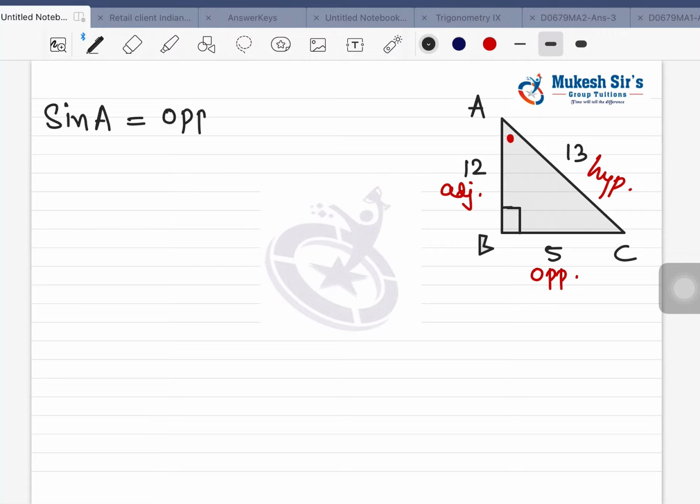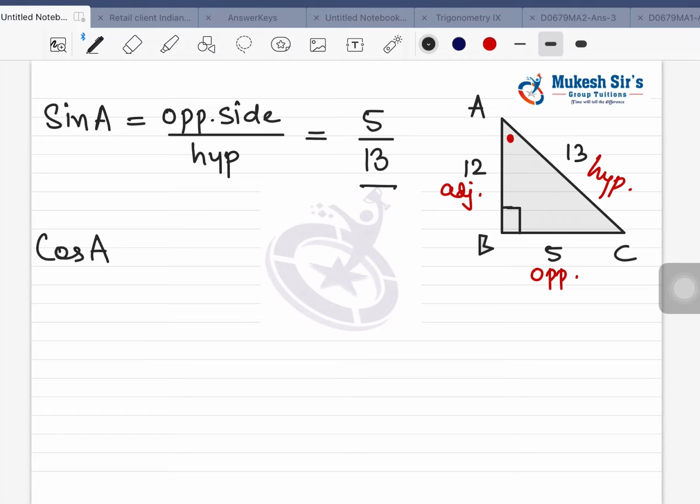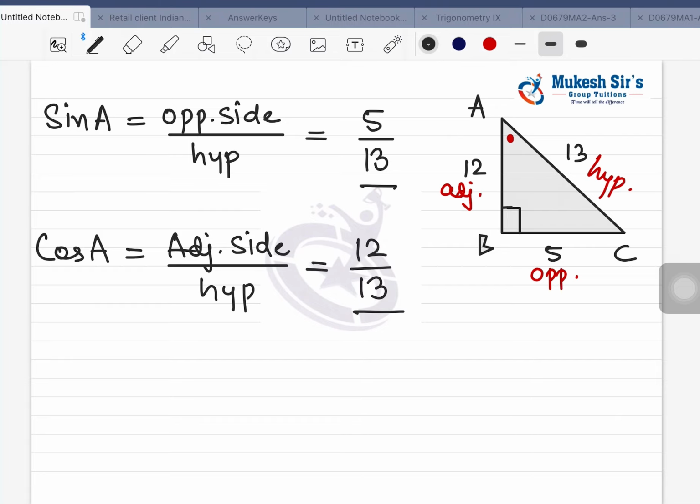Sine A will be equal to opposite side of A upon hypotenuse. Right? So the opposite side of A is 5 and the hypotenuse is 13. So the answer is 5 upon 13. Then cos A. Cos A is equal to adjacent side of A upon hypotenuse. The adjacent side of A is 12 upon hypotenuse 13.